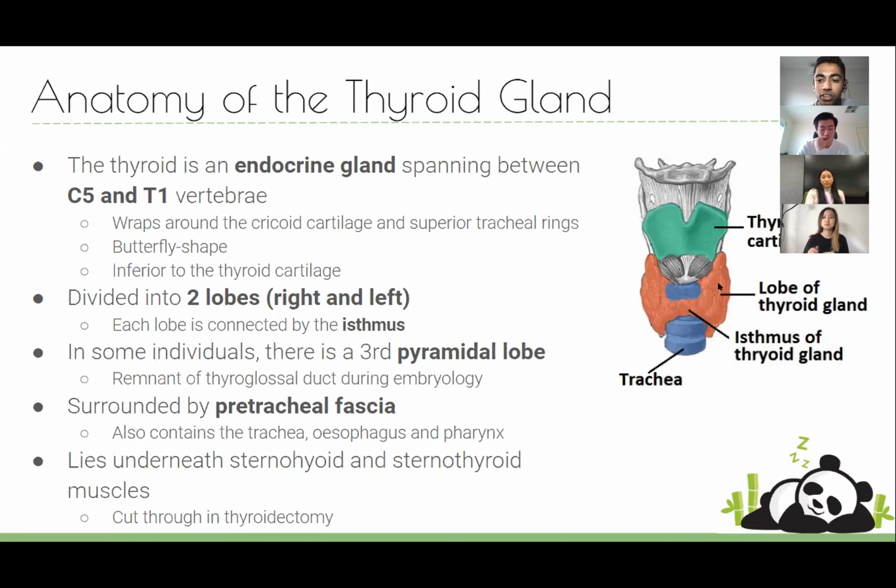We've got two lobes, a left lobe and a right lobe, and they're connected by this isthmus, which is sort of like a bridging anatomical structure, I suppose. And that will wrap around these tracheal rings and the cricoid cartilage in this butterfly shape. So you can see the two wings are here and the body is kind of in the middle. Occasionally we have this third pyramidal lobe, and you can see it in this picture as this extra little lump. Sometimes it extends a little bit further, but that has embryological origins, which we'll talk about a little bit later.